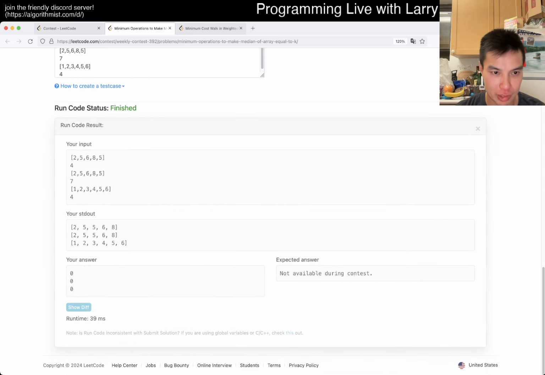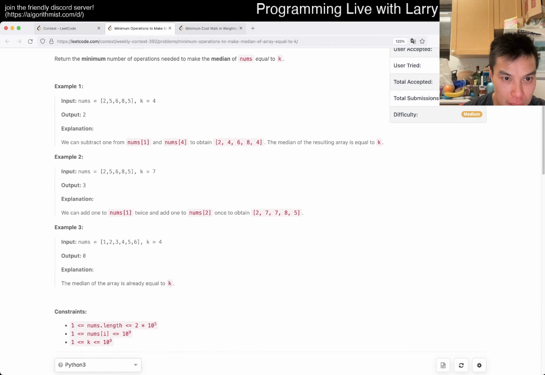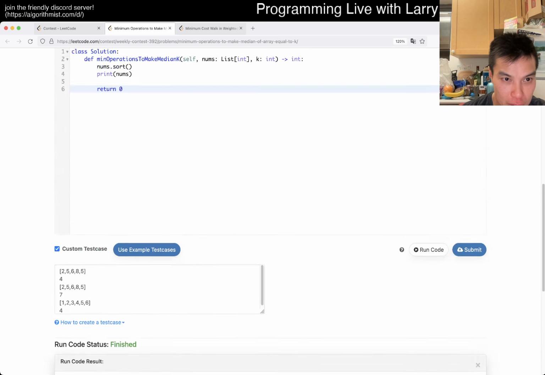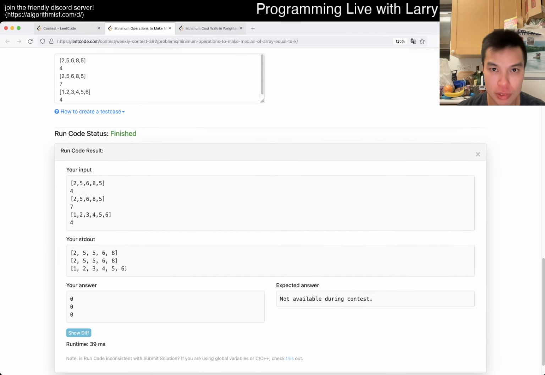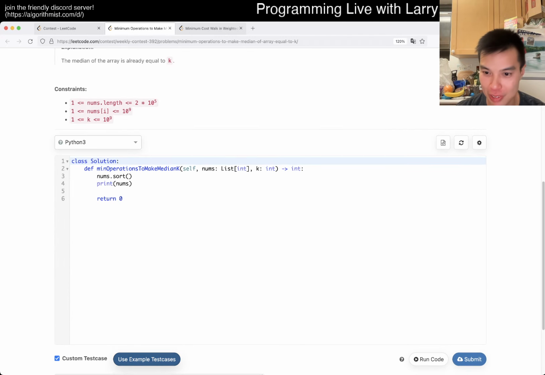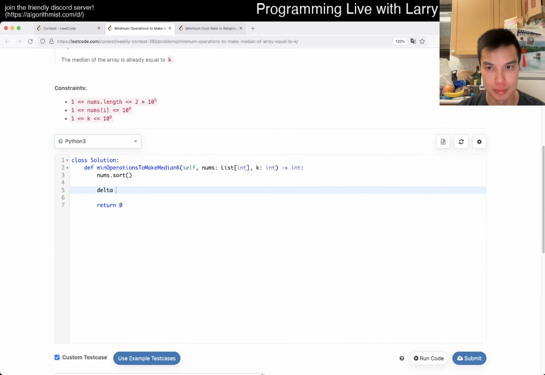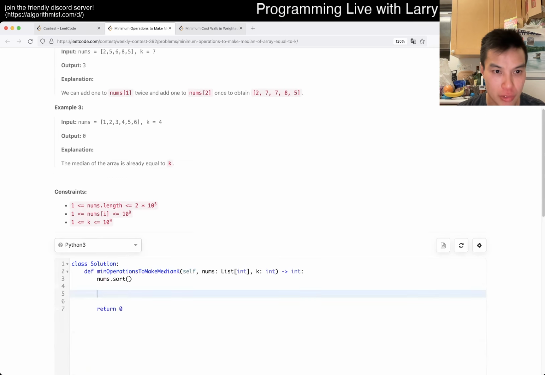Let's just visualize this a little differently. Okay, so for this will be okay. We'll make it 7. So then now we have to make this 7 and 7, okay. And then k is 4. Okay, fine. So a lot of people got this. I'm very slow. Okay, well, delta is, what is median? Is it always, why is this the case?